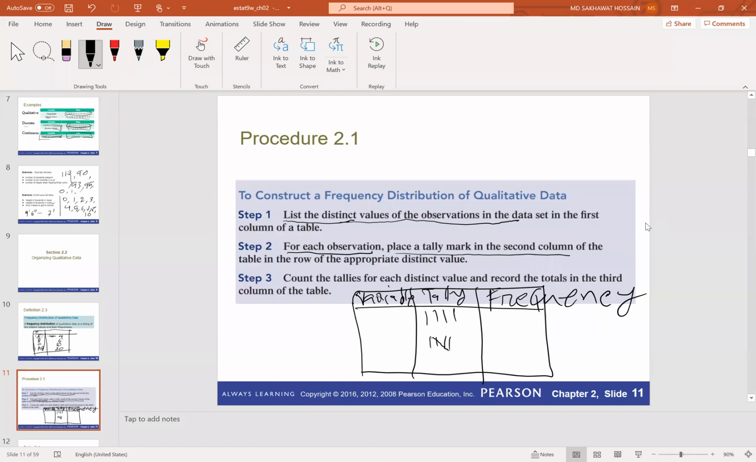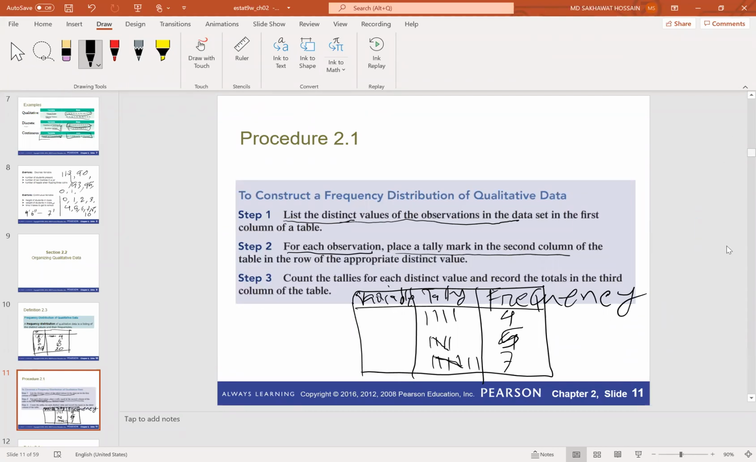This means 5. If you have more than 5, for example 7, then you write the tally marks like this: 1, 2, 3, 4, then this cross line, which means 5, then 2 more, that means 7. 5 plus 2 is 7. So this is 5, and this is 4.